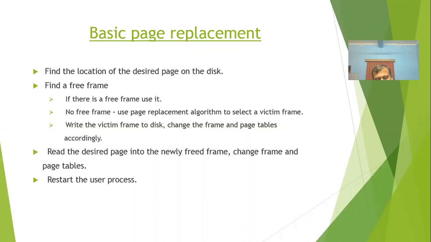Now, this victim frame may belong to the same process which was getting interrupted, or the victim frame can be taken from another process also. So that is some kind of policy decision which we have to take into consideration. After selecting the victim, the victim frame should be written to the disk, and accordingly the frame and page tables should be changed to reflect the change. And after that, in the newly freed frame, we can load the desired page, and again we have to change the frame and page tables accordingly, and then we can resume the process which was being interrupted.